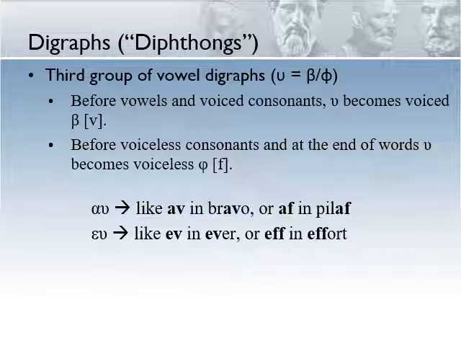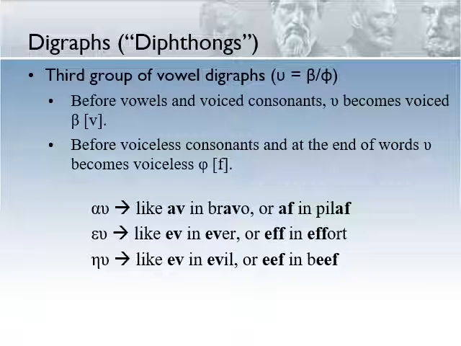Epsilon epsilon will be pronounced either "ev" or "f." Ev coming before a voiced consonant, f coming before a voiceless consonant. And then eta followed by epsilon will be pronounced "ev" or "ef." So "ev," like in the word evil, eve, or "ef," like EEF in beef. So eta epsilon: eve or ef.